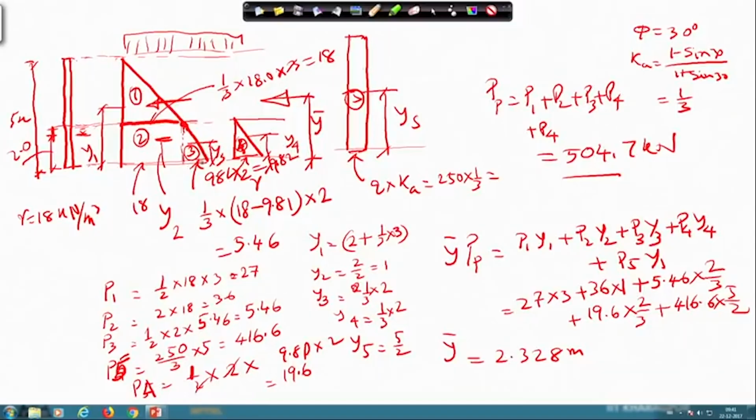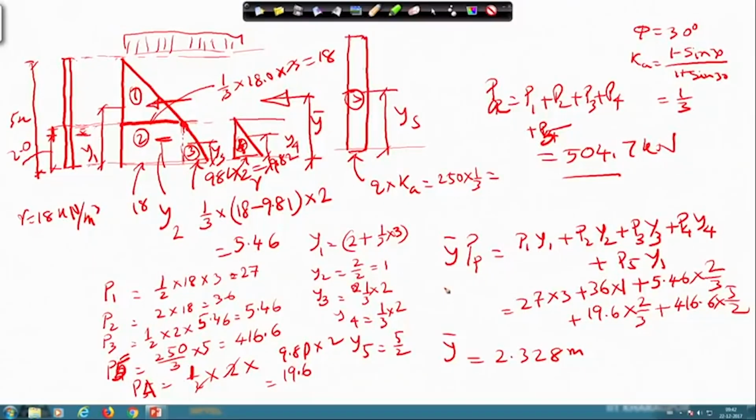So, if I do that, that diagram we are getting. So, all these components are shown here, P 1, P 2. I have divided it into 4 parts to easily get the calculation. So, P 1, P 2, P 3 separately I have done. So, the total is, sorry, not P P, this is P A. P A will be nothing but P 1 plus P 2 plus P 3 plus P 4 plus P 5. So, this is P 5, and that gives you 504.7 kilonewton.